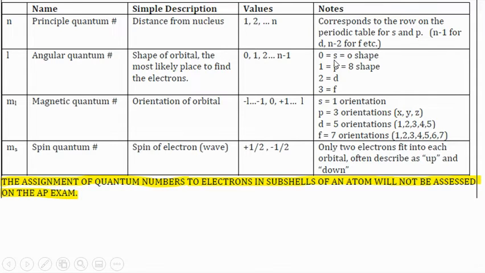So S is the first 2 columns. P is the last 6. D is that middle section where your transition metals are. And then F is that bottom section. Okay?